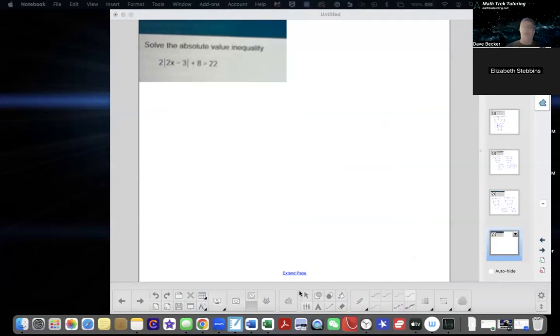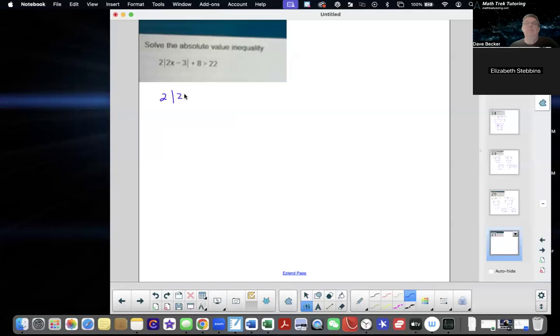So here again, we have to manipulate until the absolute value is by itself. Okay. I might rush through this just to get them in your notes. No, you're good. Our time is up.